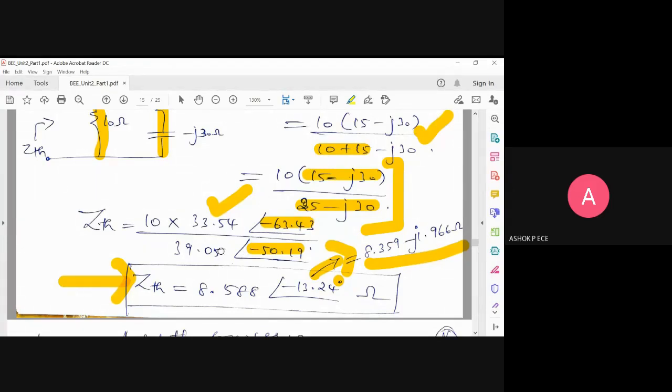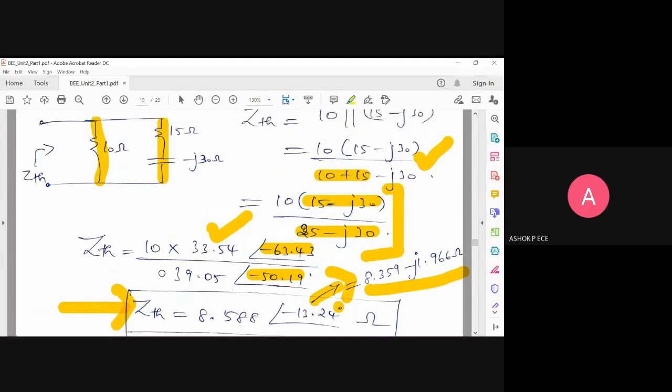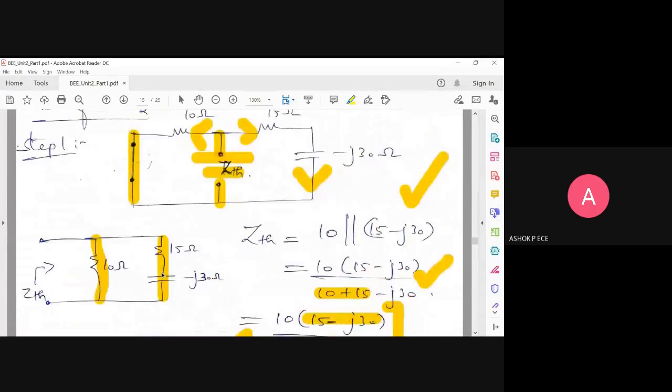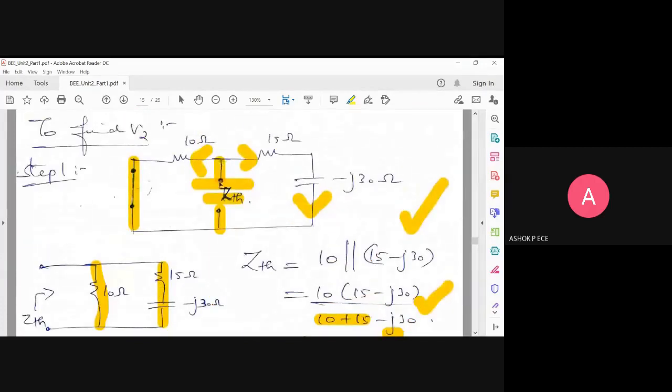Please try to get the value of ZTH. I will again recap how to get ZTH. We have removed the inductor across which we are going to find the voltage. I have replaced the voltage source by a short circuit. Short circuit means a simple wire. When you assume a current source is placed here, the current is splitting in parallel. In one of the branches, two elements have the same current flow, so they are in series. So 15 and minus J30 are in series. It is parallel to 10 ohms. That is what I have written here.